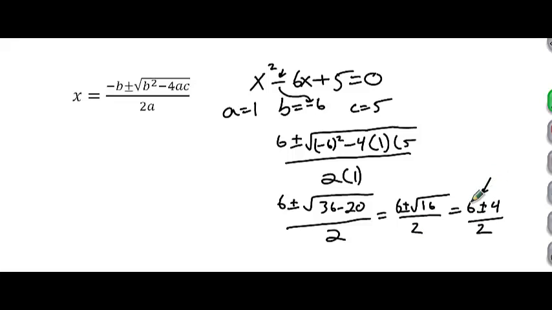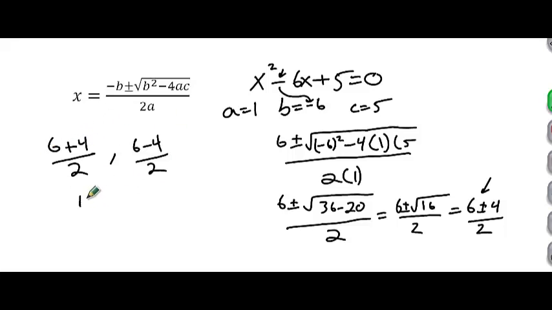Plus or minus throws people off, and a lot of people want to circle this because the last problem we did was a root that didn't break down and it was done. But now that I have this, I have to do it in two separate parts. 6 plus 4 divided by 2 and 6 minus 4 divided by 2. Just treat them like two separate entities.